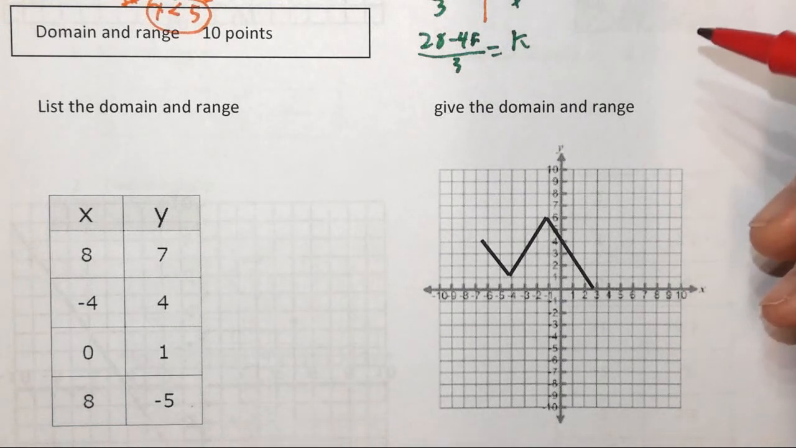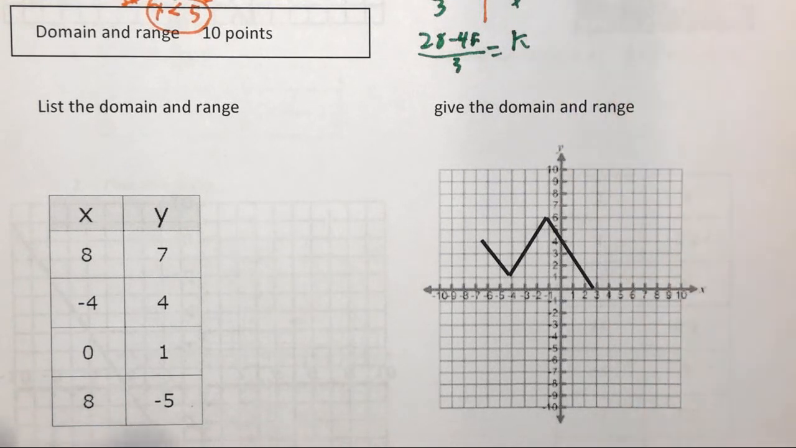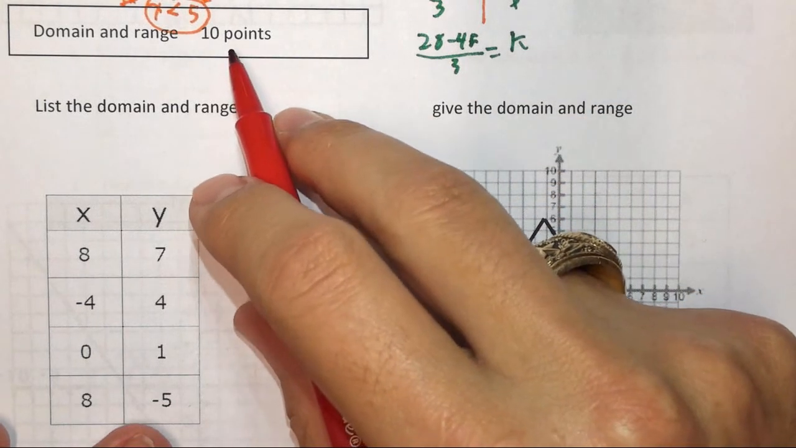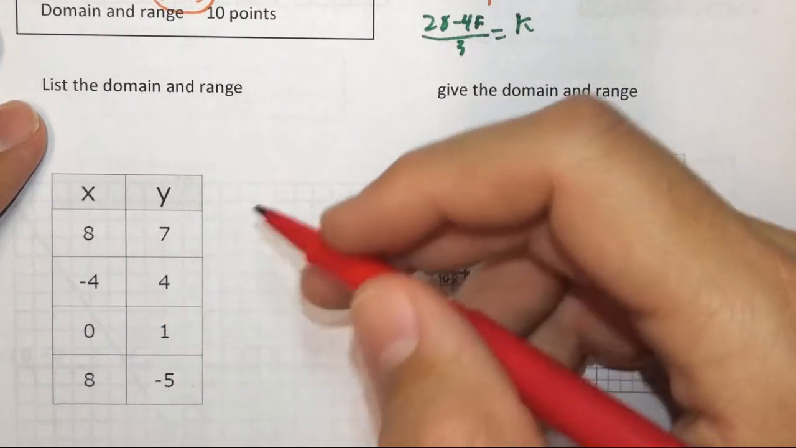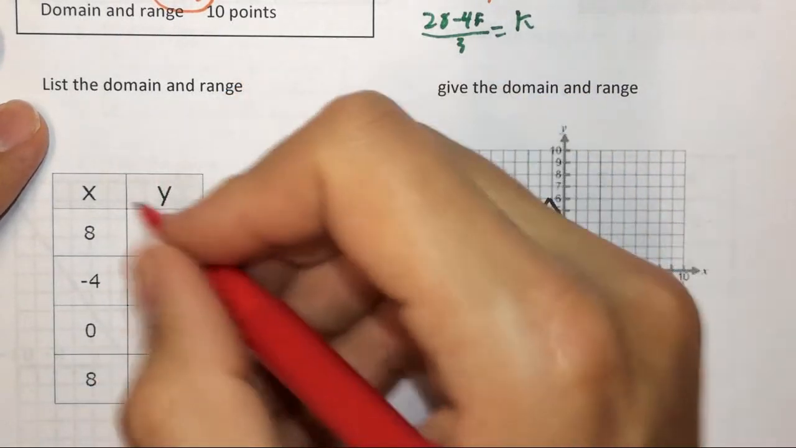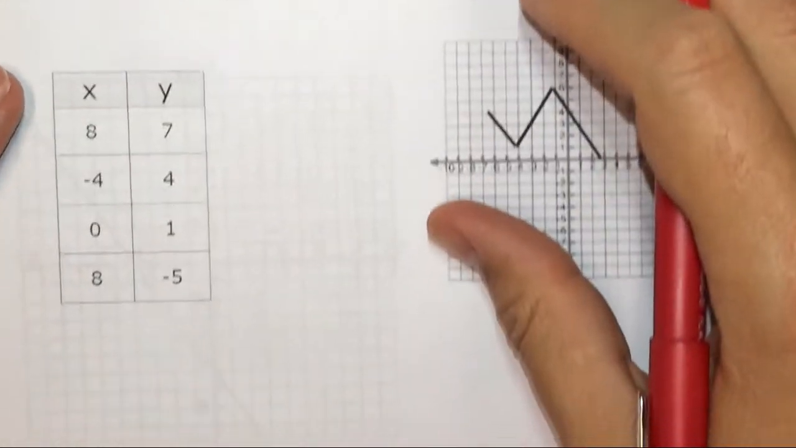Second part on this is domain and range. So there are 10 points on the test talking about domain and range. First one right here is, to me, very simple. It says list the domain and range. So for the first one, I'm going to go below.